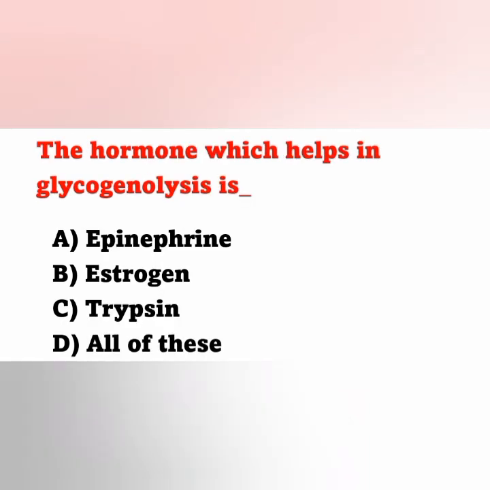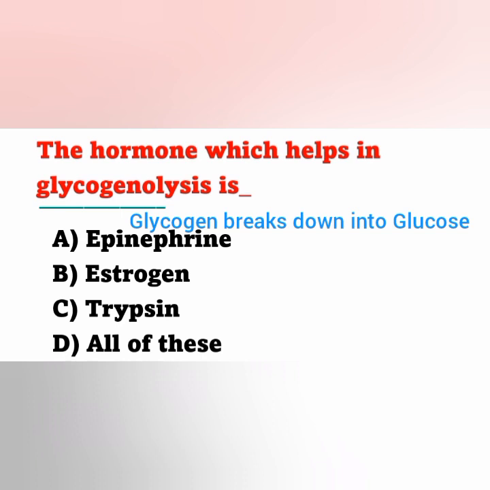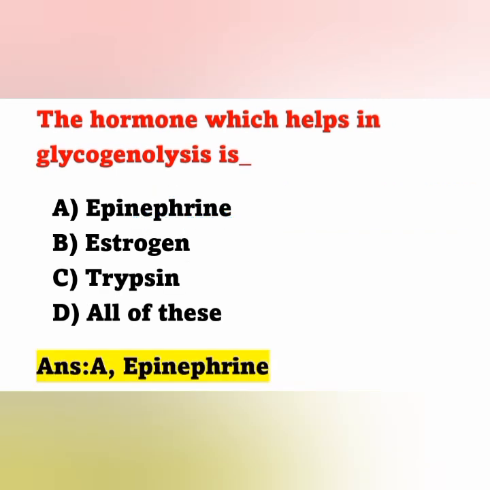And the next question, the hormone which helps in glycogenolysis is option A epinephrine, option B estrogen, option C trypsin, option D all of these. Question, which hormone helps in glycogenolysis? Glycogenolysis means glycogen breaks down into glucose. It mainly occurs in the liver with the help of epinephrine. Option A is the correct answer.